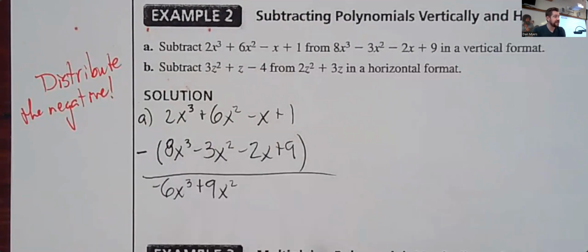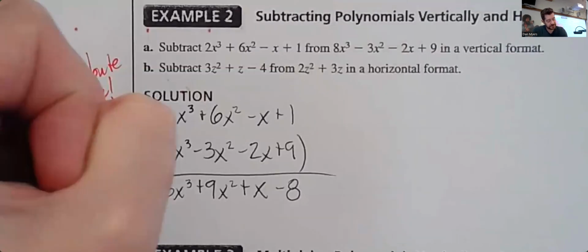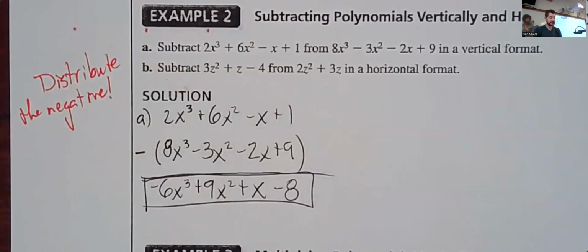Negative 1 minus negative 2. That's negative 1 plus 2, which is positive 1. So that's plus x. And then 1 minus 9 is negative 8. So there we go.